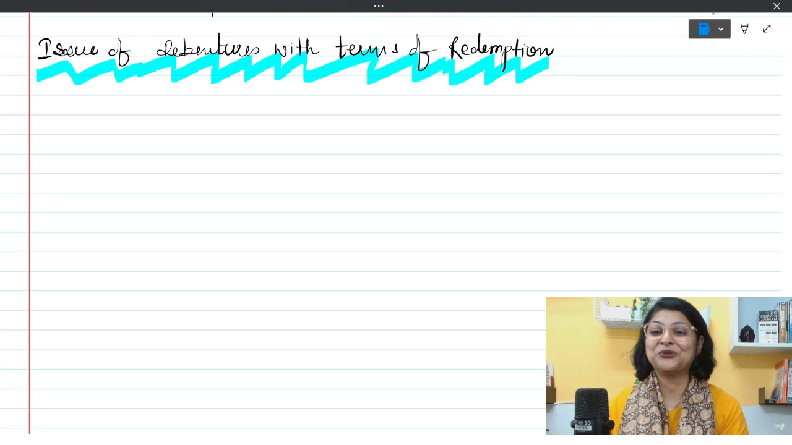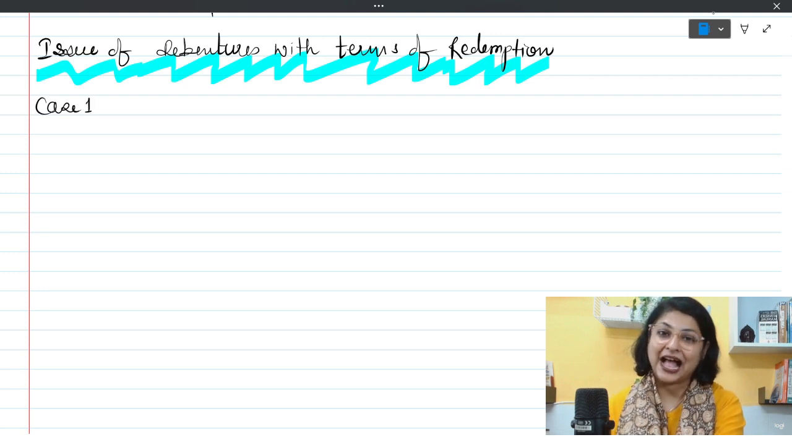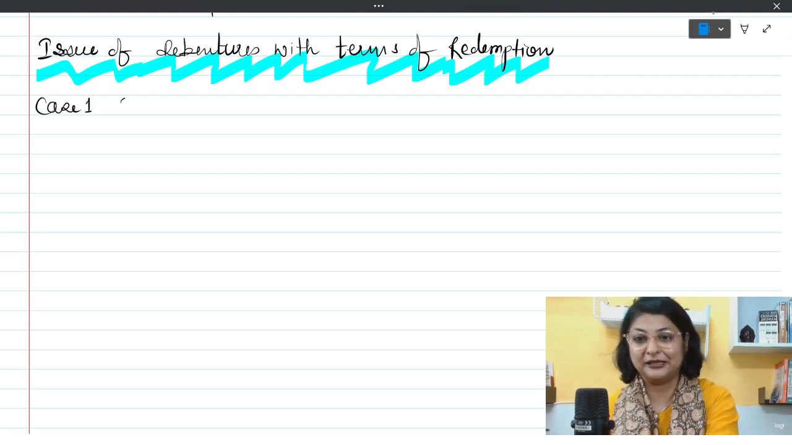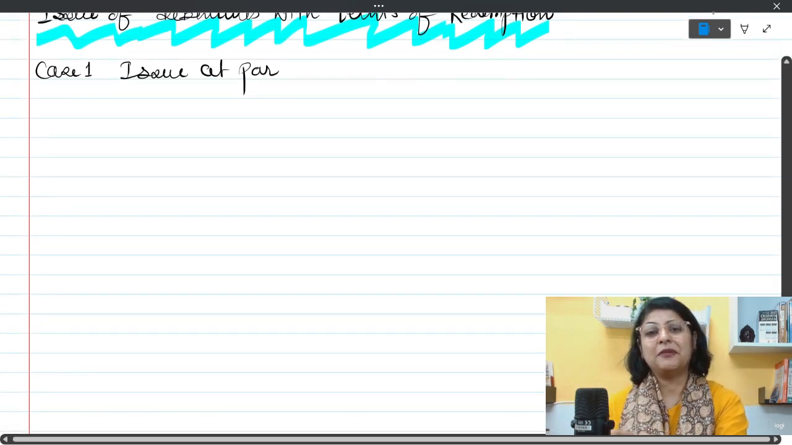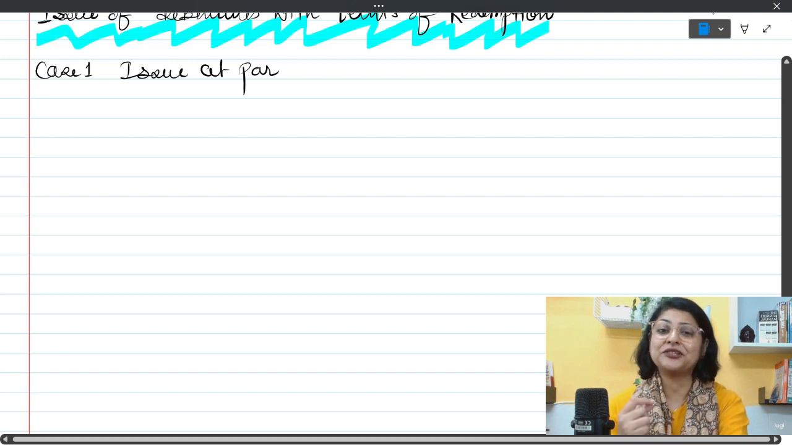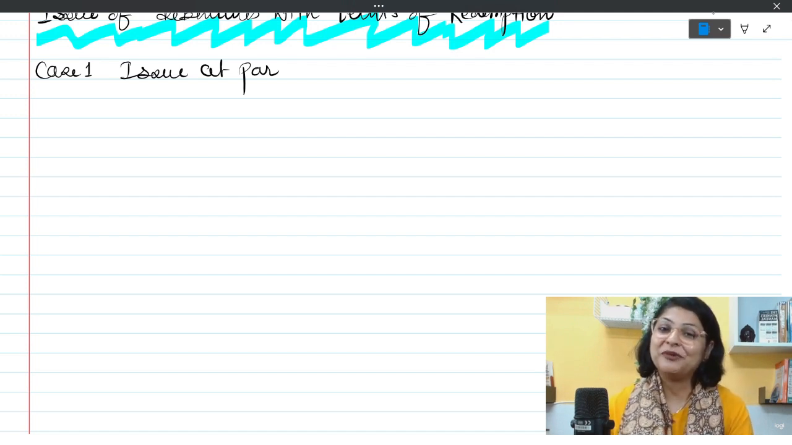Let's get started, students. When we talk about issue of debentures with terms of redemption, case number 1 is issue of debenture at par and redeemable also at par. I'm writing, you can write along with me, issue at par and redemption at par. Redemption is a technical term which means the buying back of debenture. ISC students do have redemption of debenture as a separate chapter also. CBSE students do not have this chapter, but this topic is there in the issue of debenture chapter itself.